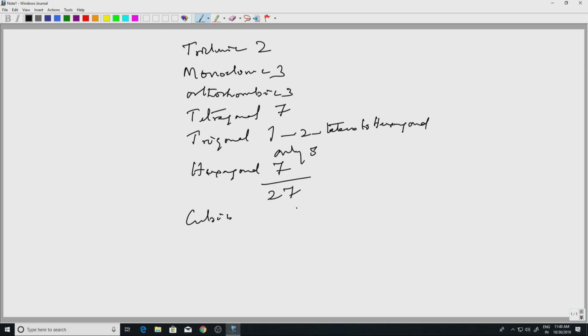In cubic, a is equal to b is equal to c, alpha is equal to beta is equal to gamma is equal to 90. This is called isometric.